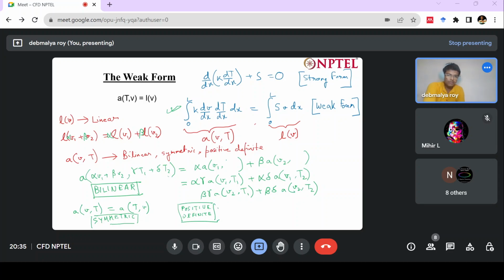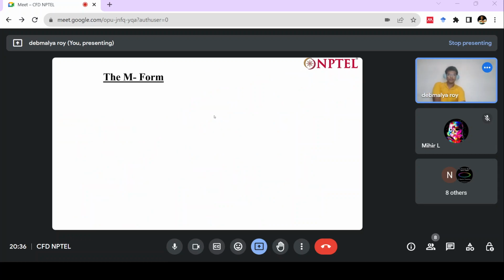So positive definite. What is positive definite? Basically, if I have the same parameter on both sides, in both the slots, then this will be greater than 0, and that also you can see here. So if I simply replace this v with t, then this becomes k (dt/dx) whole square. So (dt/dx) whole square is positive. So that's it. So these are the properties of this weak form.